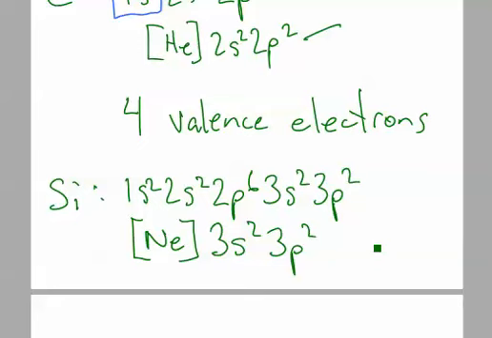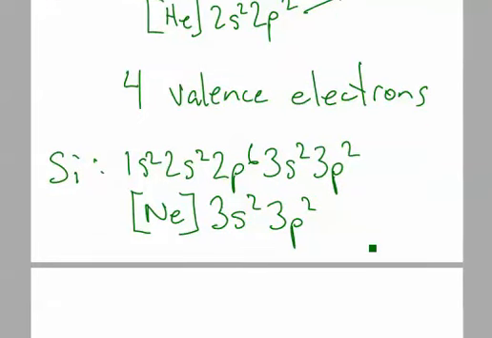So just like carbon, silicon also has 4 valence electrons. And it turns out that the chemistry of silicon is very similar to the chemistry of carbon, and the reason for that is because they have the same number and the same arrangement of valence electrons. And we'll build upon this idea as we move forward.